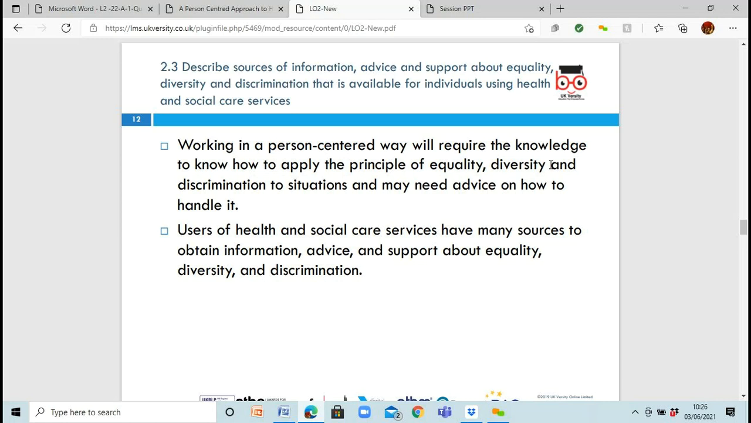And this is just about sources of information. So describe sources of information, advice, and support about equality, diversity, and discrimination that is available for individuals using health and social care services. So we're just going to look at how we get information. You might have gone into work and noticed something that you don't quite like, or there might be some practices that are being quite discriminatory, or that someone's not being treated equally.